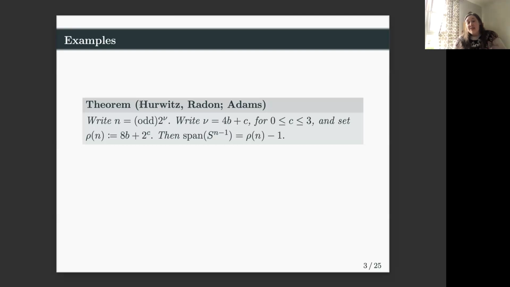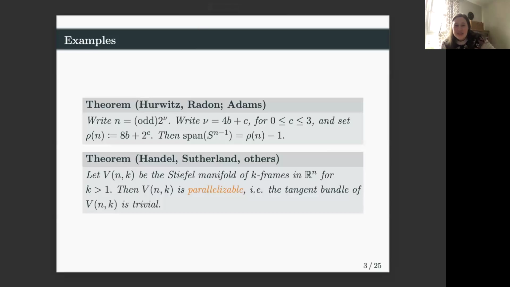And decades later, Adams finished the calculation of the span of spheres. He found that the lower bound Radon and Hurwitz had calculated is the same as the upper bound. And to do this, he famously used K-theory and, of course, Adams operations. But the answer is in terms of these Radon-Hurwitz numbers. And it's not really important what they are, but they'll come up later. So I just wanted to write this.